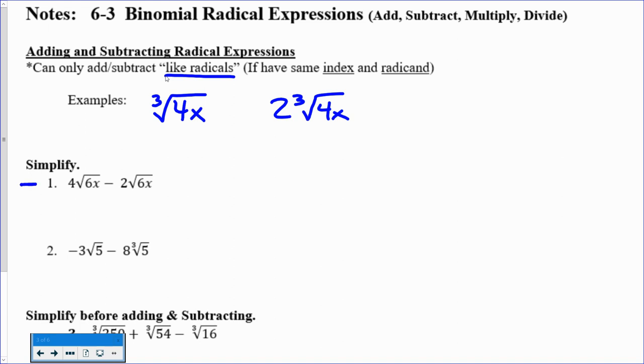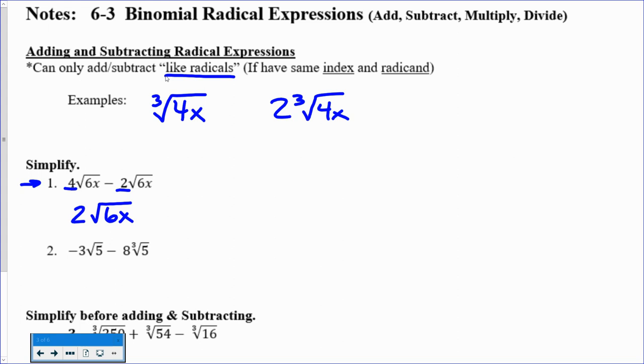So for number 1, I'm taking 4 square roots of 6x minus 2 square roots of 6x. They are both a square root, so they have the same index. They both have 6x inside of the radical, so they have the same radicand. So I can subtract these. And when I subtract them, I am subtracting the coefficients in front. So I'm taking 4 minus 2, which is 2 square roots of 6x remaining.